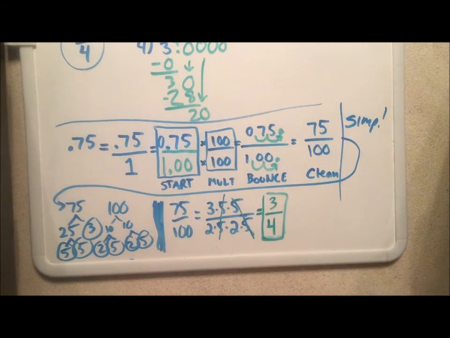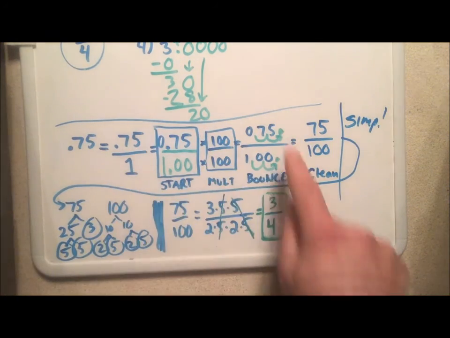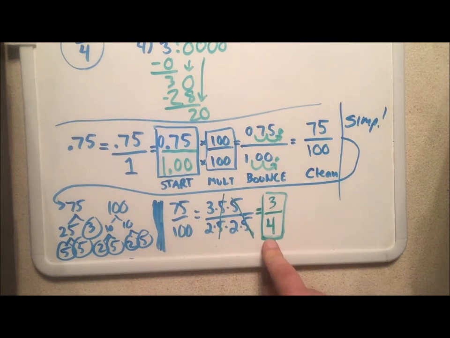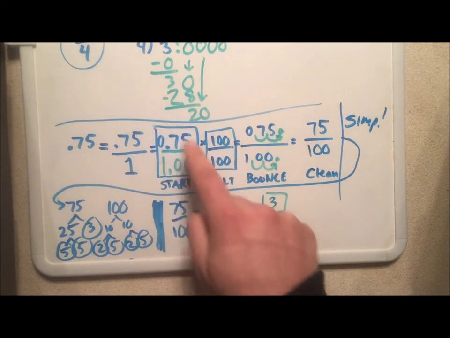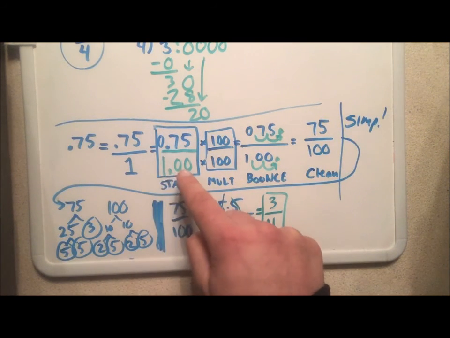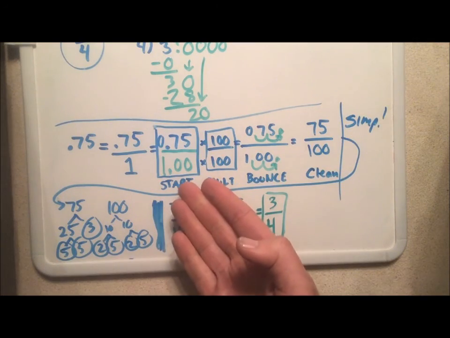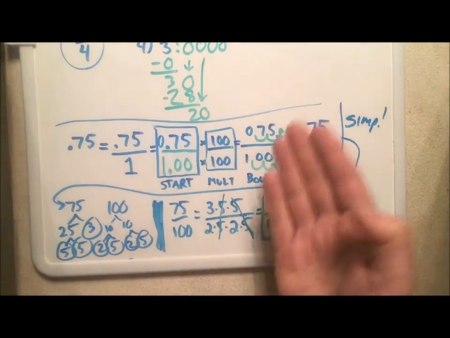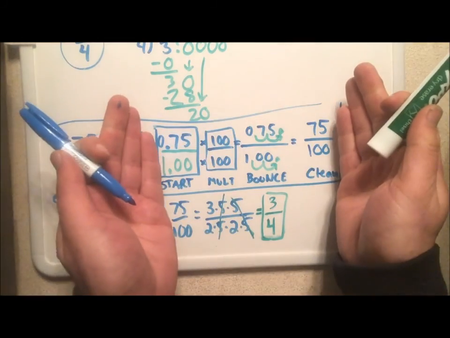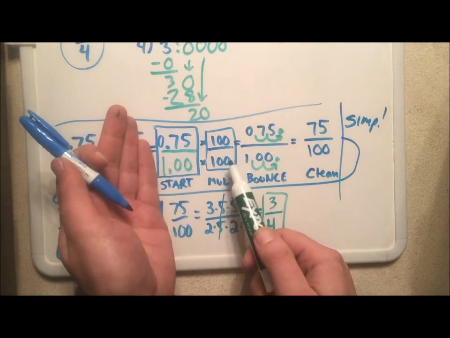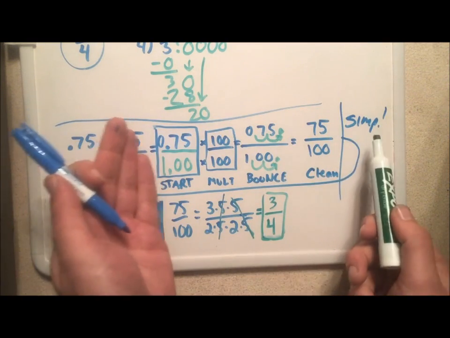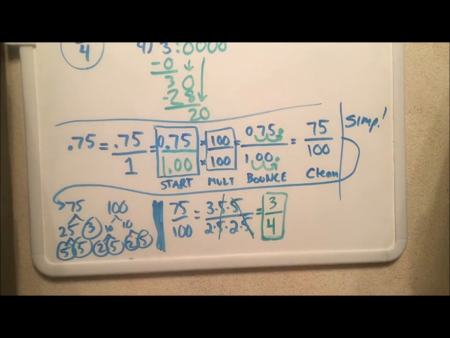So we can see that we can go from a decimal to a fraction by, first of all, putting it over the number 1, and then recognizing what that number 1 really is. It's 1.00, and then asking ourselves, how many times do we need to bounce that decimal, which takes us exactly to the previous type of question, where you start with something, you do a multiplier, you show your bounce, you clean it up, and then you simplify. Just like that.